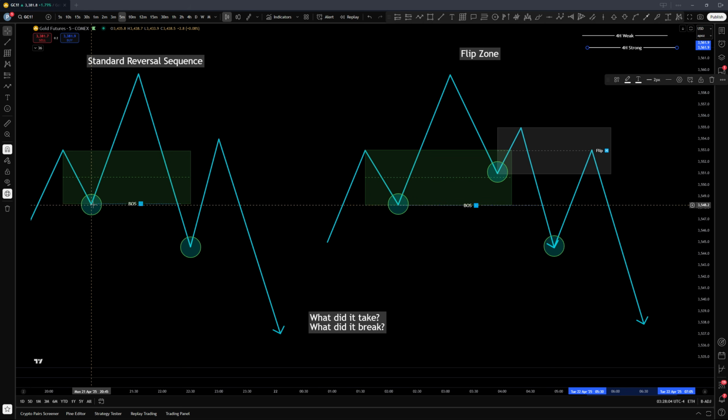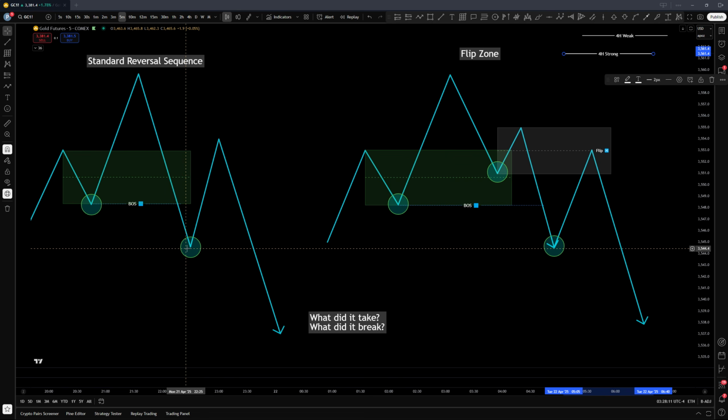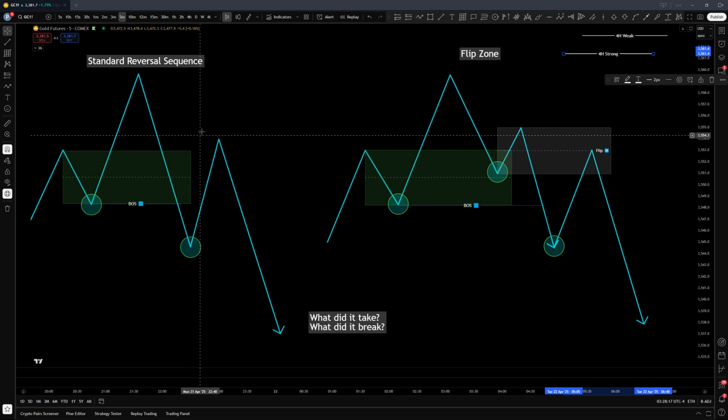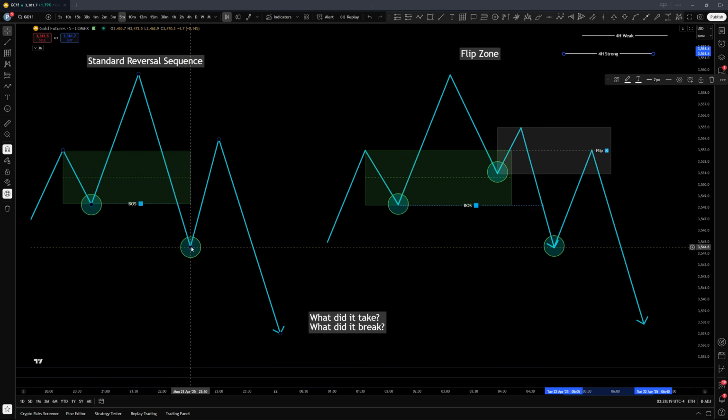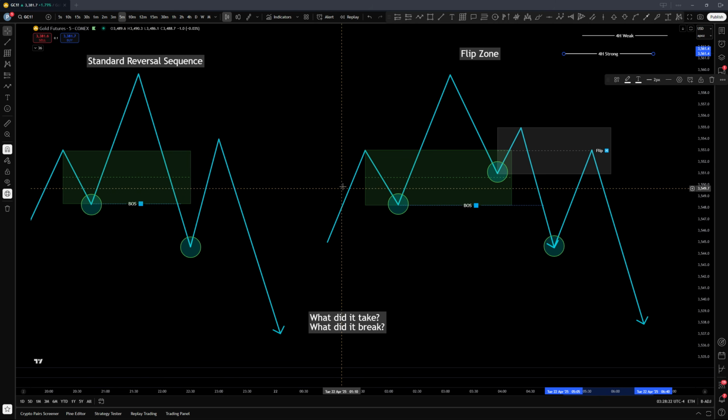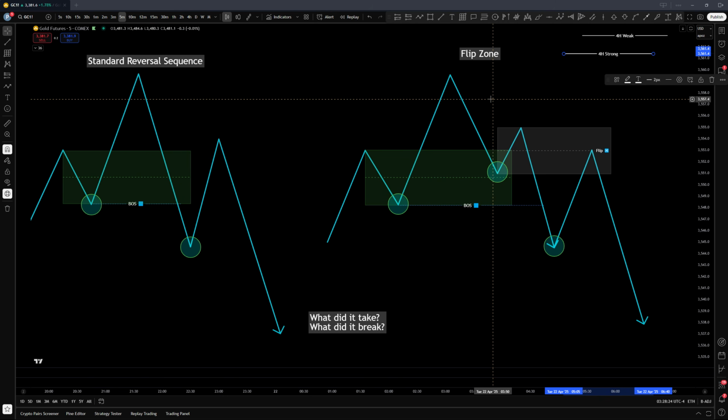Failure of this low to hold as a strong low, because that would have been a strong low, and then the failure of this low to make a new high. So there's our 2 points of failure. Okay, we talked about that in video 2. Now, let's take a look at the flip zone then.